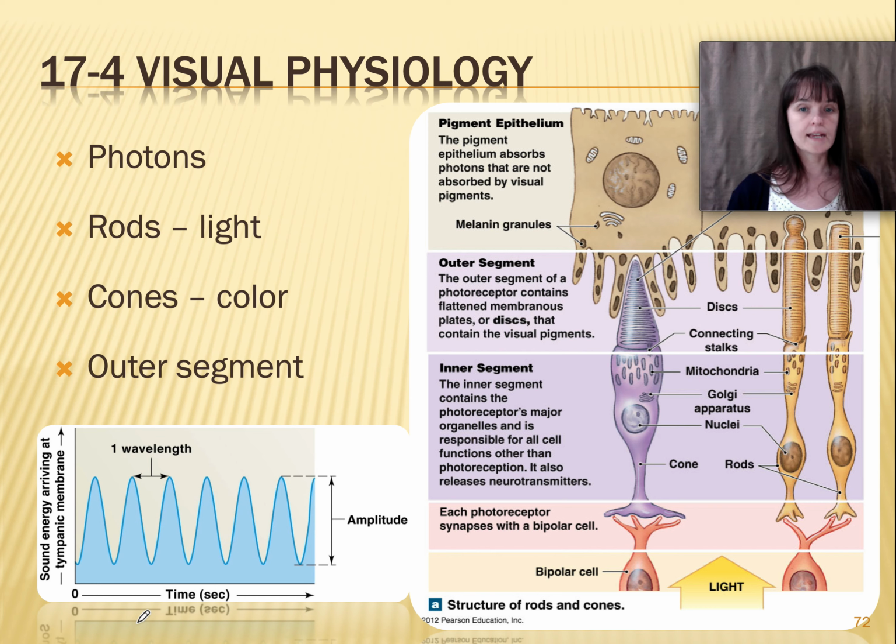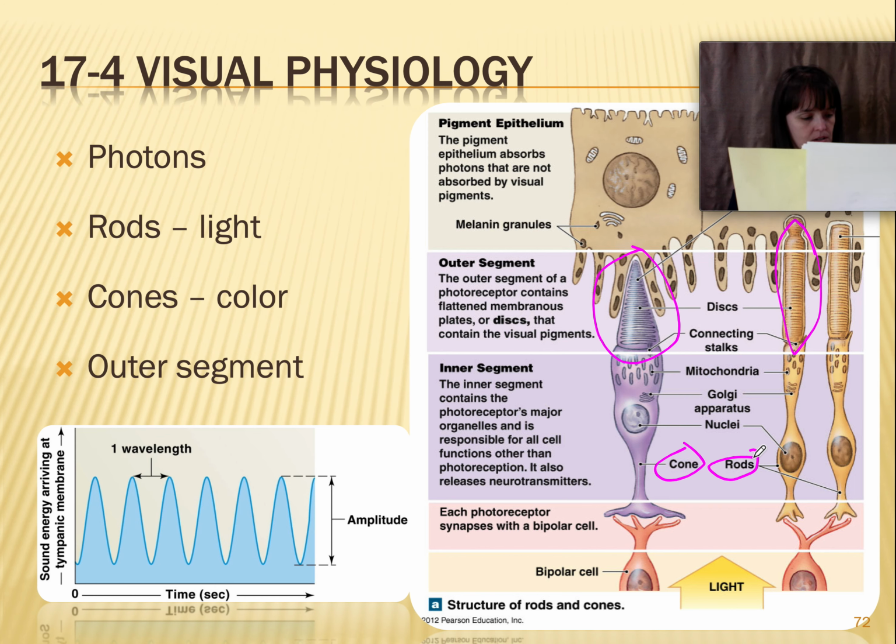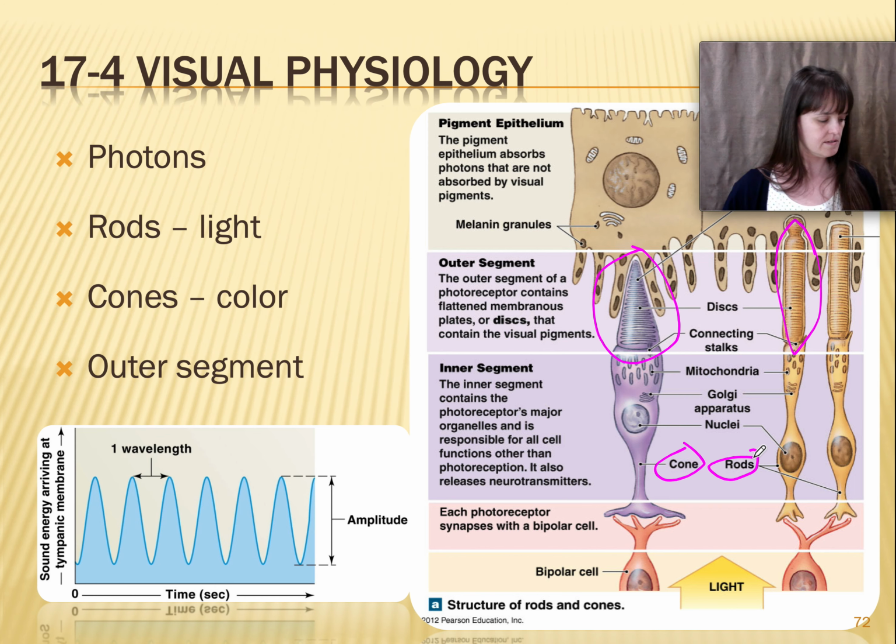The term rod and cone refers to the photoreceptor's outer segment. As you can see here, the cone-shaped one is on the cone, and the rod-shaped ones are on the rods. So that's why. And we already talked about the wavelength and the Roy G. Biv. Okay.